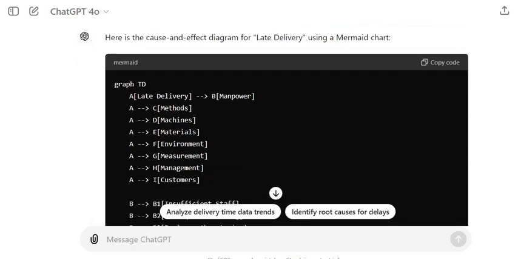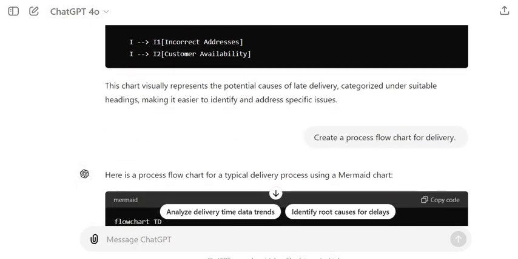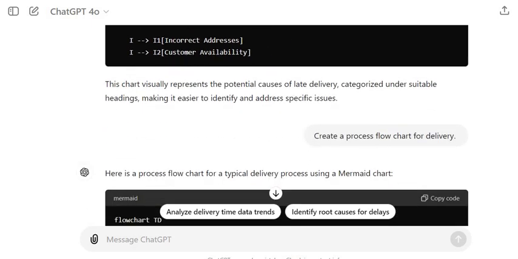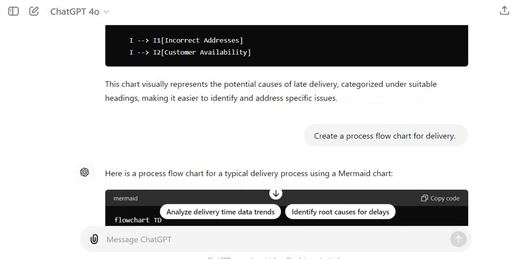I asked it to give me a mermaid diagram, but it simply gave me a code for creating the mermaid diagram. You can copy this code and paste it into some mermaid editor, which will render it into a diagram.